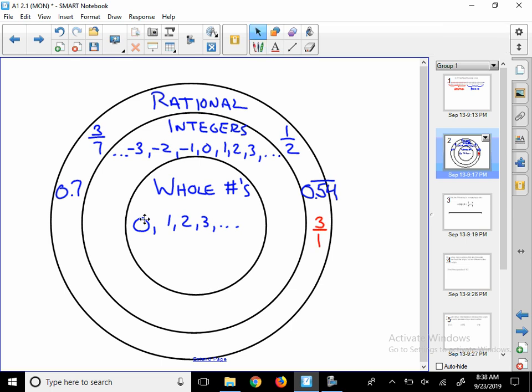So when I ask you to classify them, find which circle closest to the middle it falls into, and it will also fall into everything outside of that circle. So if it is a whole number, it is also an integer and a rational number. If it's an integer, it is also rational. And if it's just rational, it doesn't fit into any of the inner circles, then it is only rational.